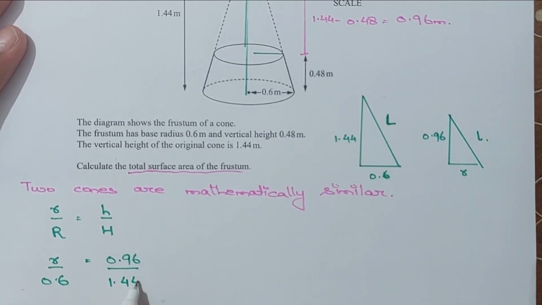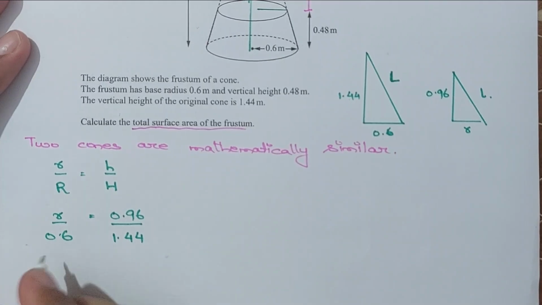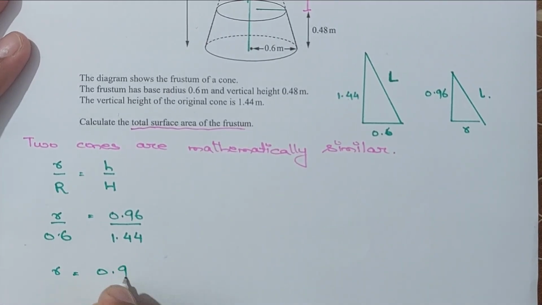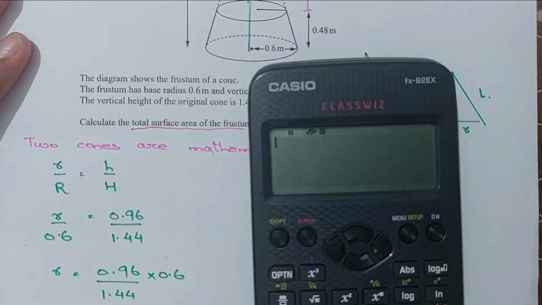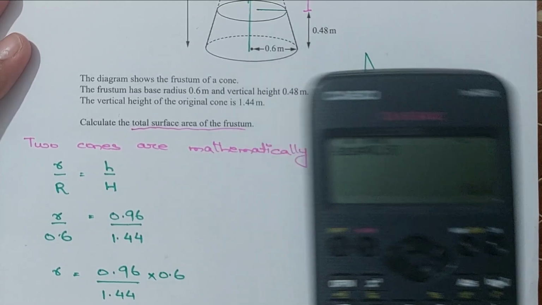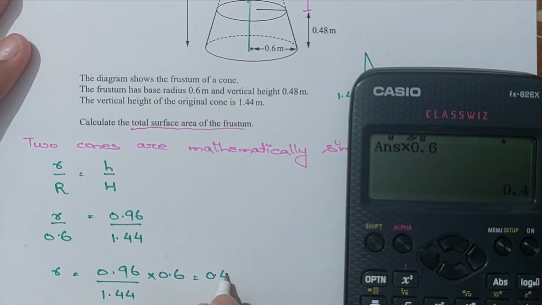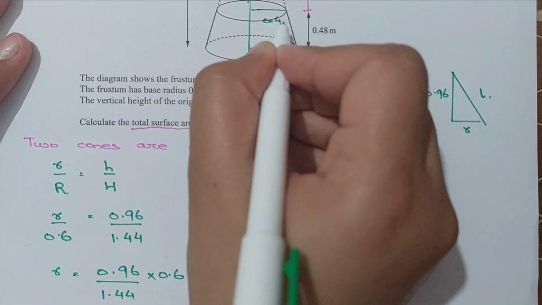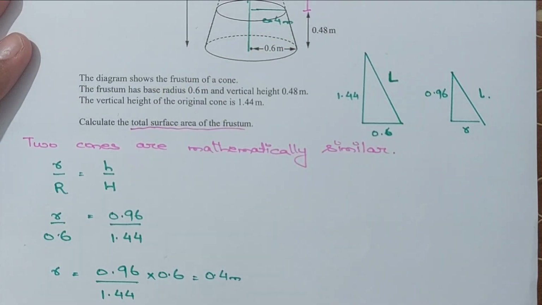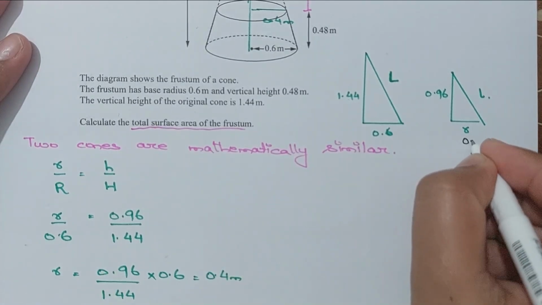larger cone, 1.44. Let me solve for the radius of the smaller cone from here. 0.96 over 1.44 multiplied by 0.6. You will get the radius. Okay, 0.96 divided by 1.44 times 0.6 is 0.4. So 0.4 meters is the radius of the smaller one. Right. Now we can easily find the slant height. This is 0.4 over here.